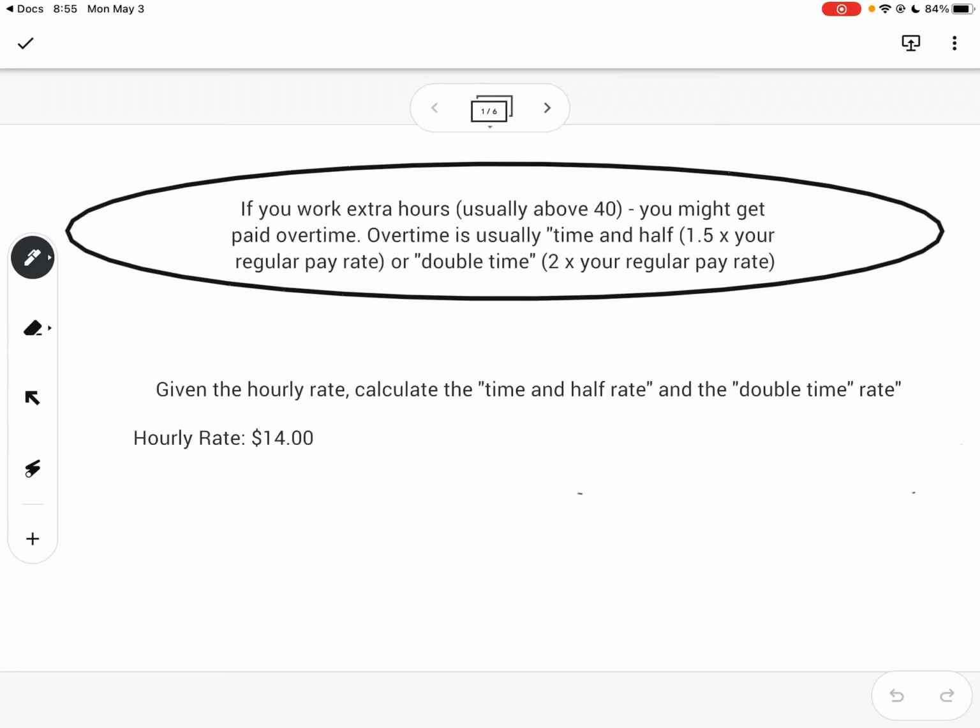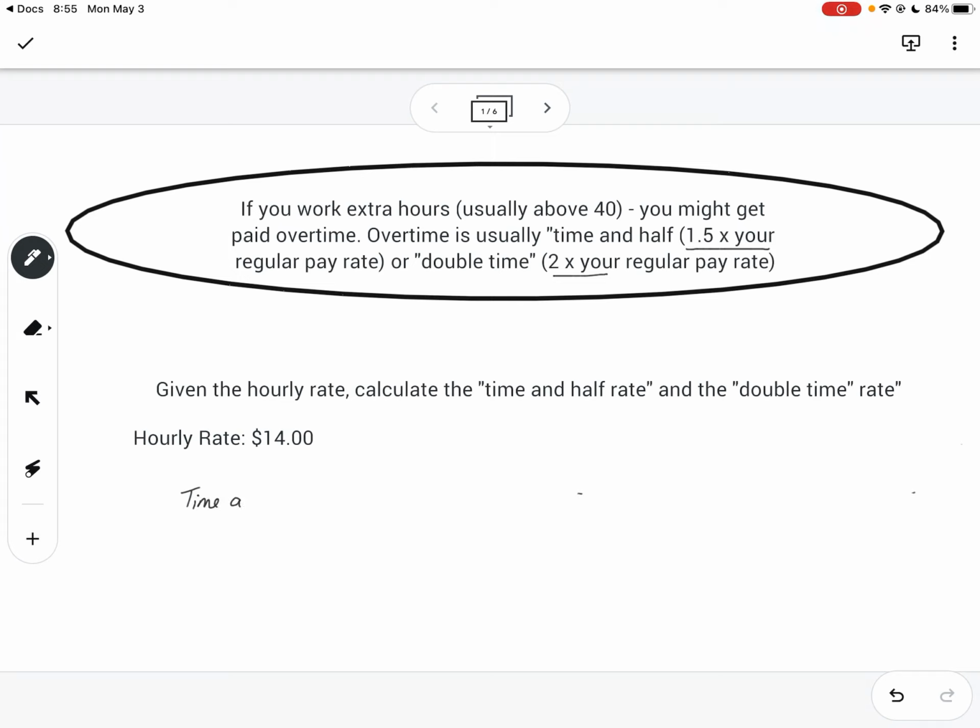In this video, I'm going to talk about working overtime. So the first thing that you need to know is you get paid if you work extra hours, usually above 40. Overtime is usually either time and a half, which is 1.5 times your regular pay rate, or it's double time, which is 2 times your regular pay rate. So let's do some examples of calculating that now.